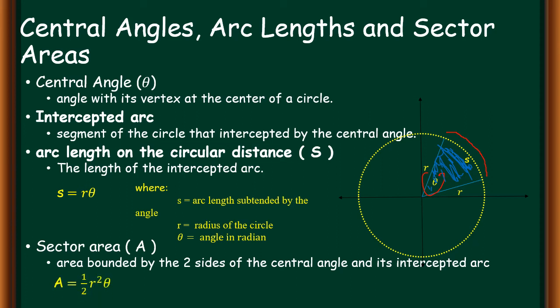Okay? So if we are going to compute naman the area bounded by that sector, or the sector area, we just use the formula A, or the area, is equal to 1/2 r squared theta, where r is the radius of the circle and theta is the central angle of the circle. Okay?